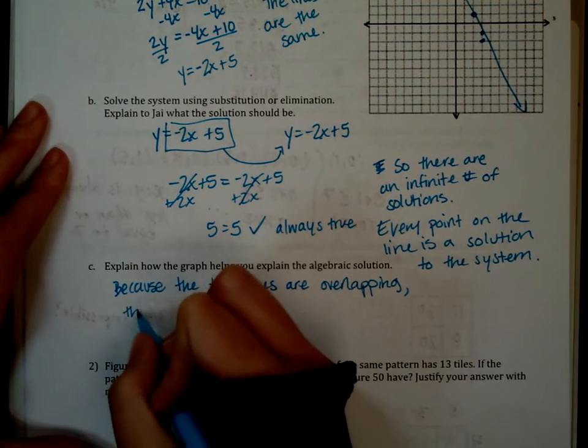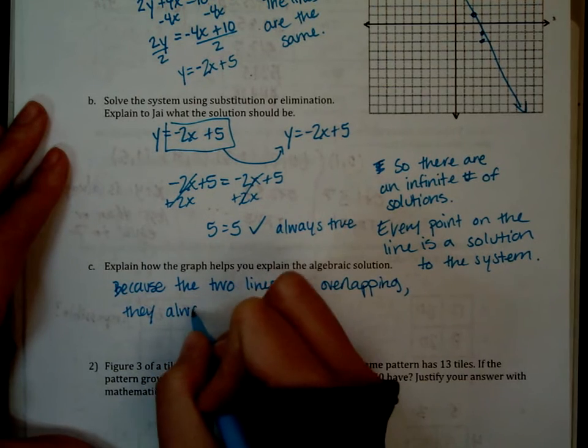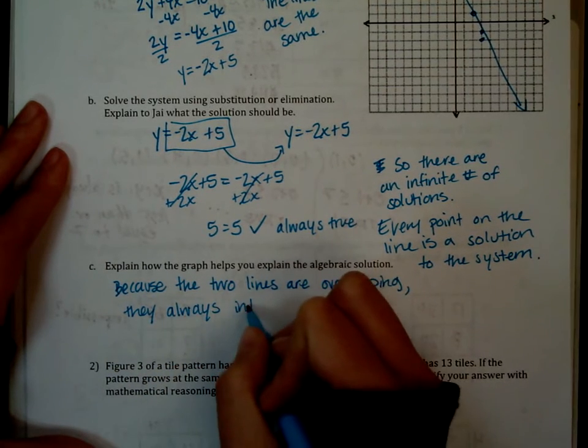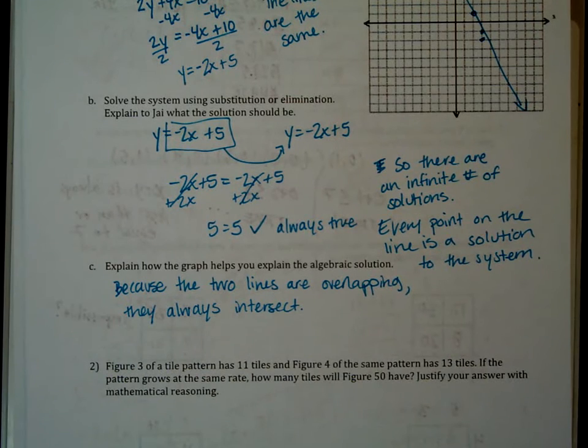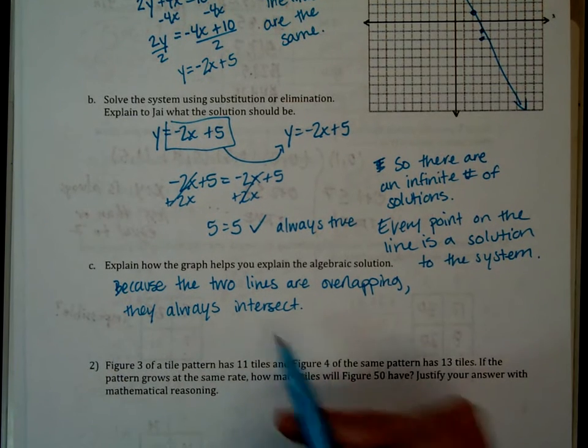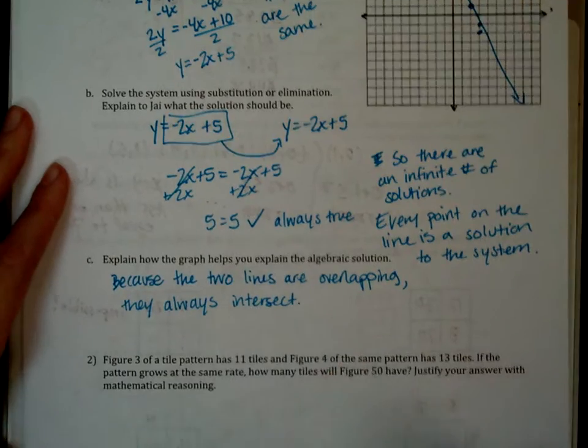They always intersect. So because they're overlapping, because they're on top of each other, they always intersect. There's not just one point of intersection.